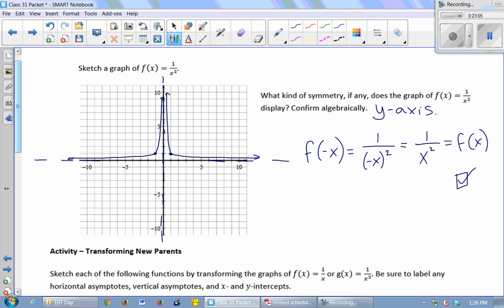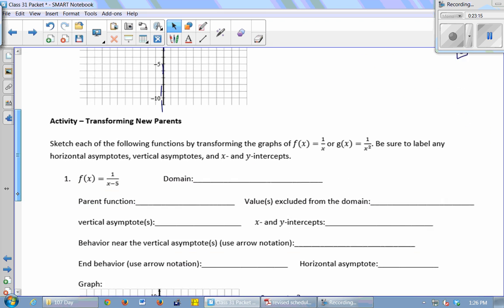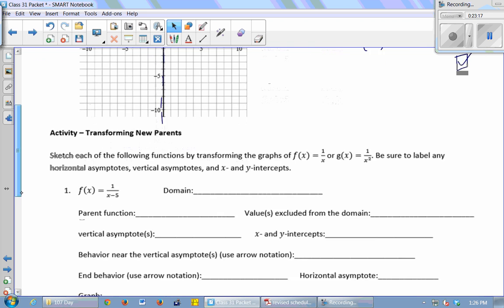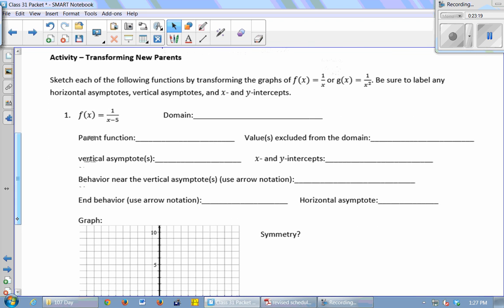So this is another new parent function that you should add to your mental list of functions whose graphs you know what they look like. And now I want you to work in your groups for a bit on transforming these new parent functions. We're going to just shift them around in the plane, figure out where the asymptotes are, x and y intercepts. So there's a bunch of questions to help you, and then you're going to sketch the graph.